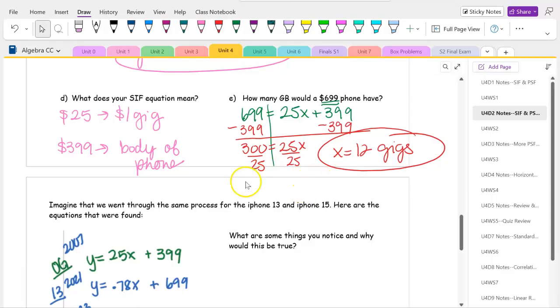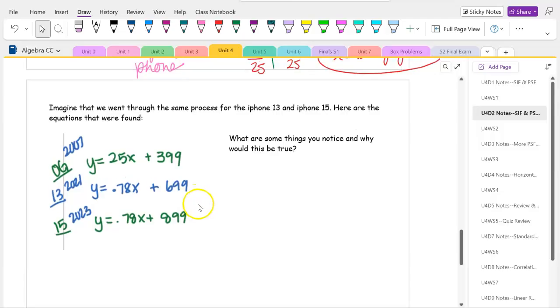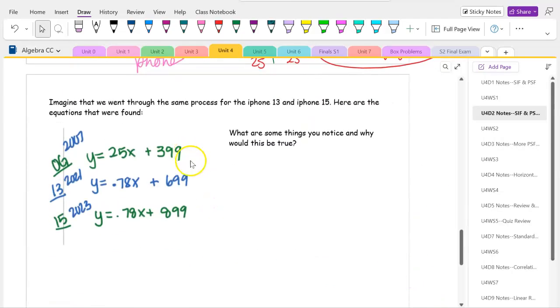All right, so that was back in 2007. Imagine that we went through the same process for the iPhone 13 and iPhone 15, which honestly now are not even too new. I feel like a new iPhone is coming out every year. So this is some more recent information. 2007, the OG iPhone. 2021 was the iPhone 13. 2023 was the iPhone 15. So these are the equations that you would get if you went through this process that we did up here.